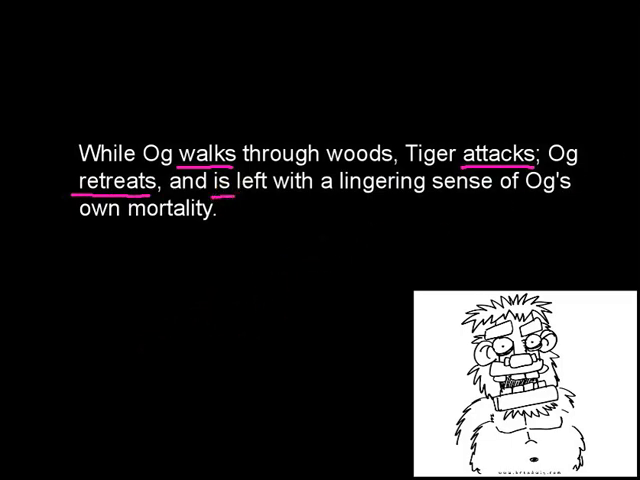All right? Again, if you're in doubt of finding the verbs, we can say, well, let's strike out the phrases: of Og's own mortality, with a lingering sense, through woods. So all we're left with is, while Og walks, Tiger attacks, Og retreats, and is left. Okay, let's get rid of a lot of these words because it's easier to see. So we have walks, attacks, retreats, is. Or is left if you wish, but we'll just stick with is for now.